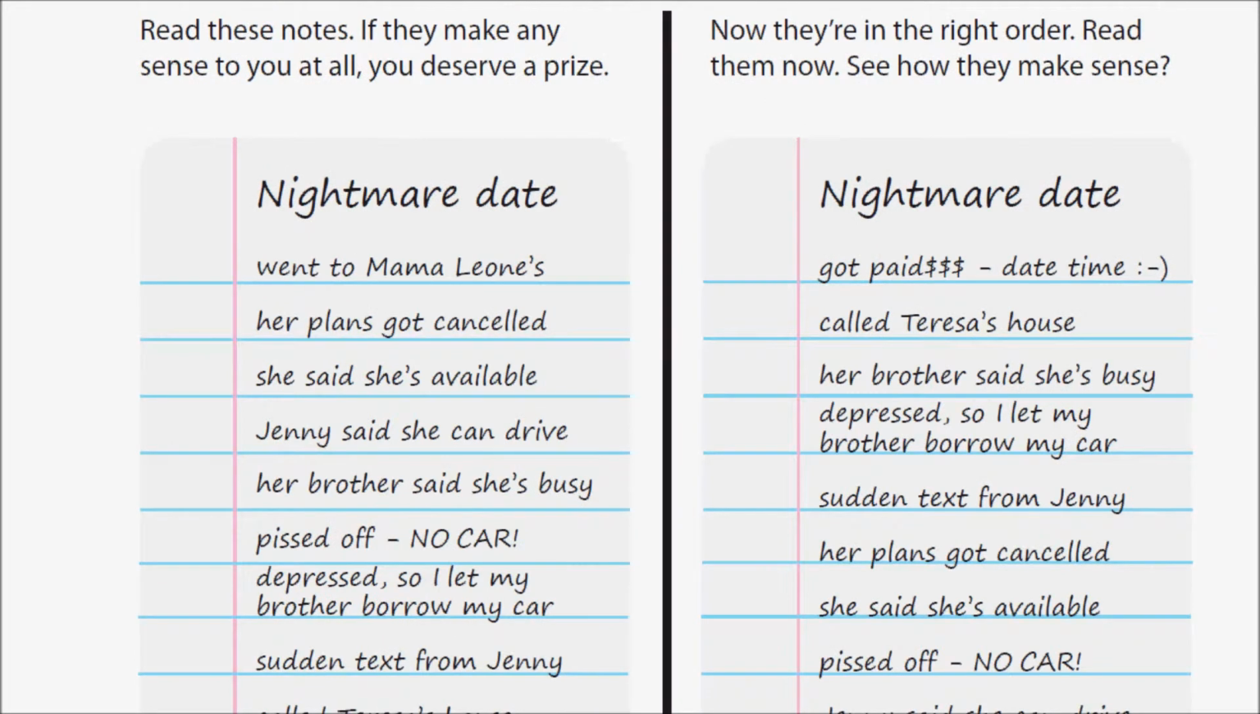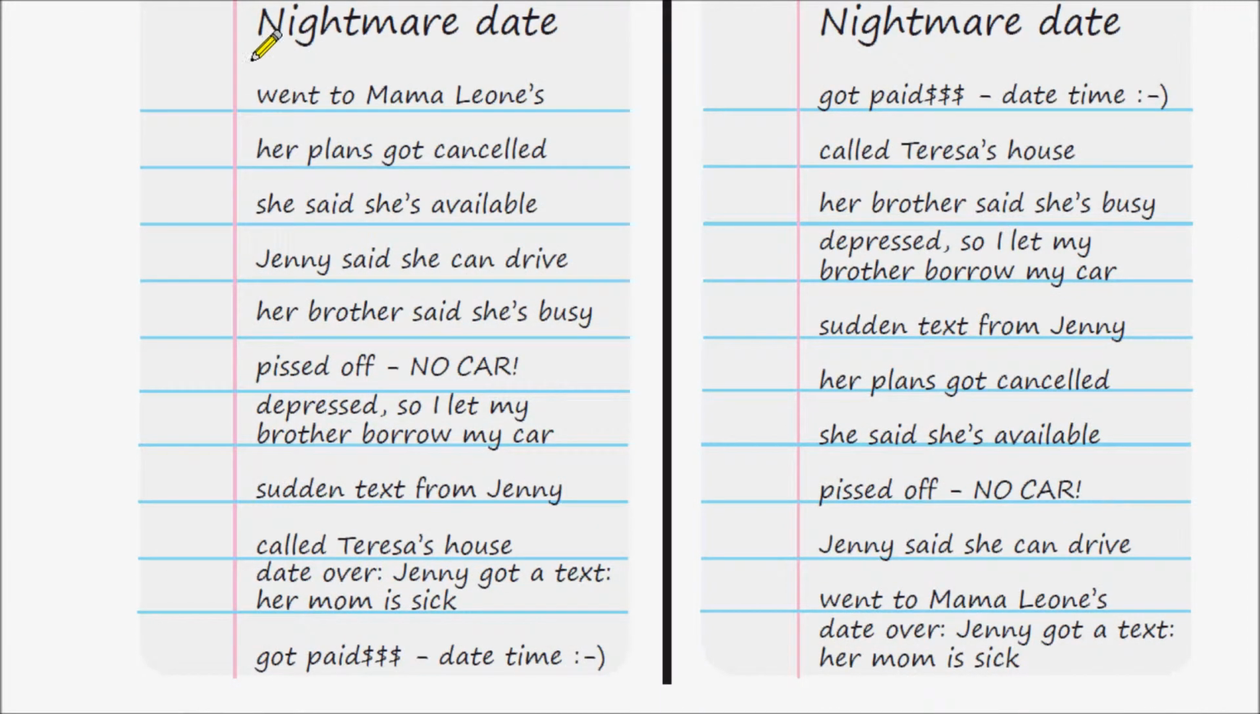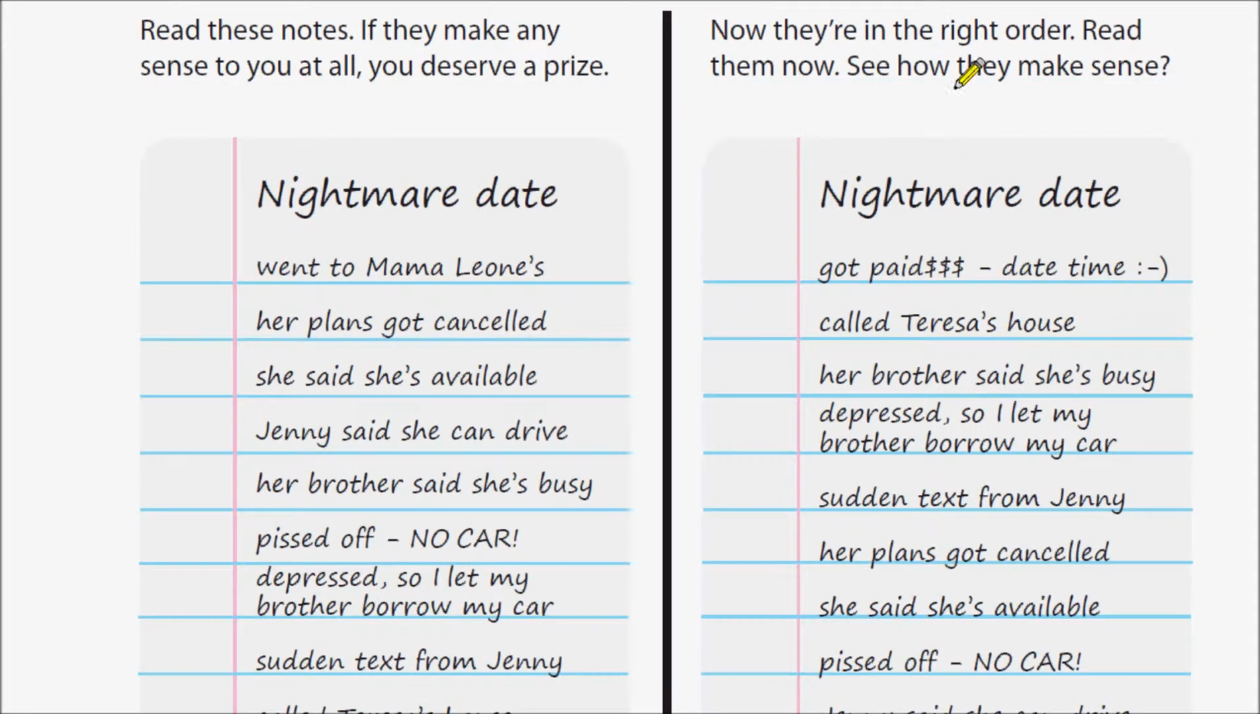And here's an example. Read these notes. Just look at the left-hand side. If they make any sense to you at all, you deserve a prize. Went to Mama Leone's, and then her plans got canceled. Whose plans? Mama Leone's? She said she's available. Jenny said she can drive. If you read this, you don't even know what's going on. And the reason why is because they're not in order. And so here on the right-hand side, everything is in the right order. And then when you read them now, they make sense.